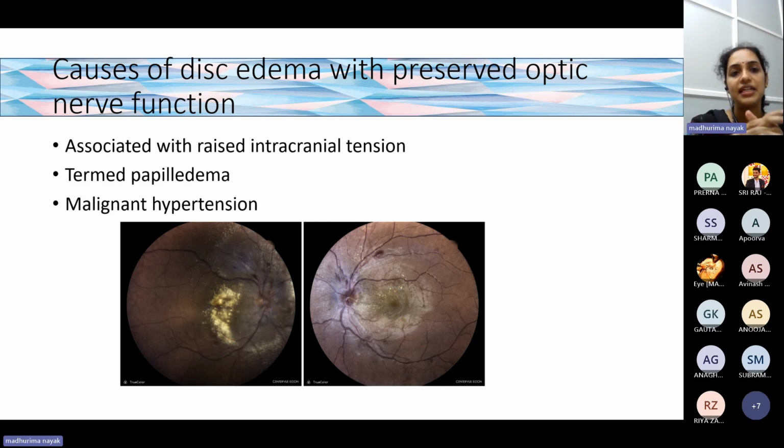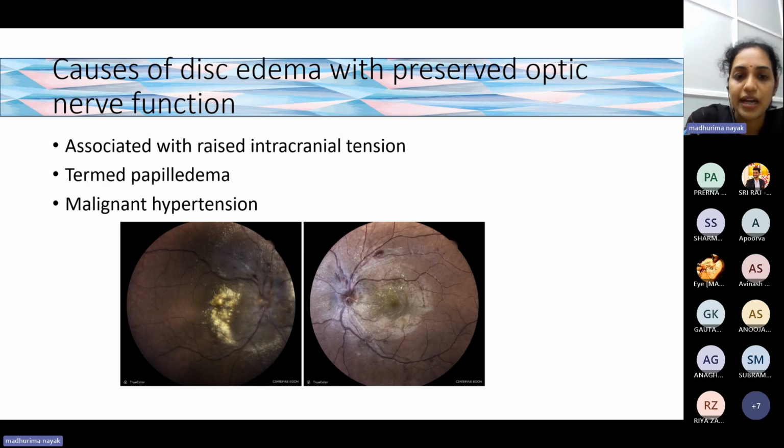Okay, so we'll be dealing with papilledema now. So causes of disc edema with preserved optic nerve function. I have chosen to name it this way because we are including malignant hypertension also. So when associated with raised intracranial tension, it is called papilledema. And this is a picture of malignant hypertension in a 41-year-old male.